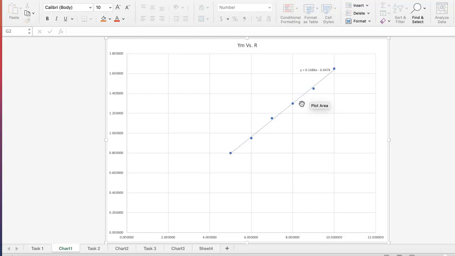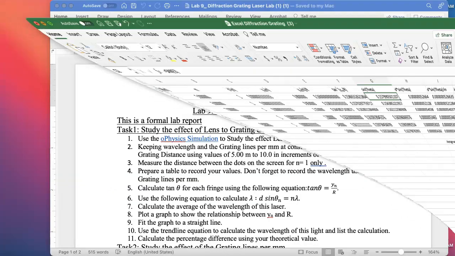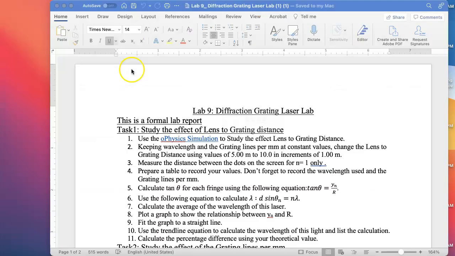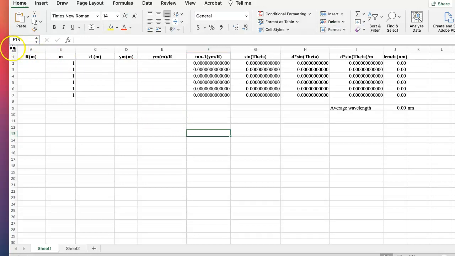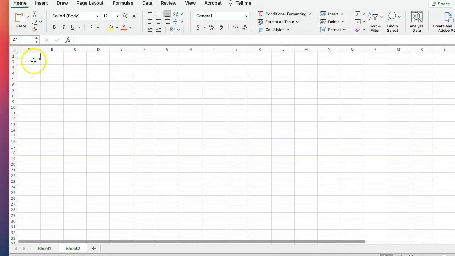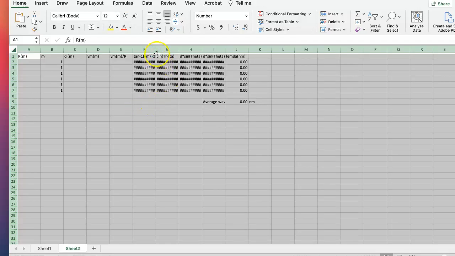All right, this is the first part. Now I want to show you how, because in your case, the template that I have provided for you is this one. If I want to make copies of this, you're going to come here, select everything, and copy. Then you're going to move here and paste special, and not values; we are going to have the formulas and number formatting, so everything should be the same.